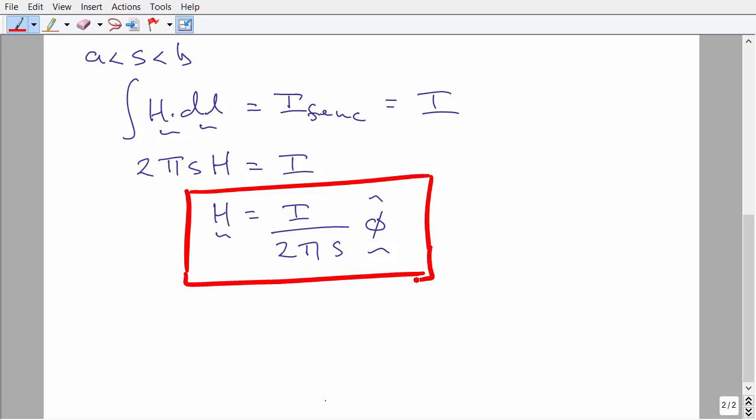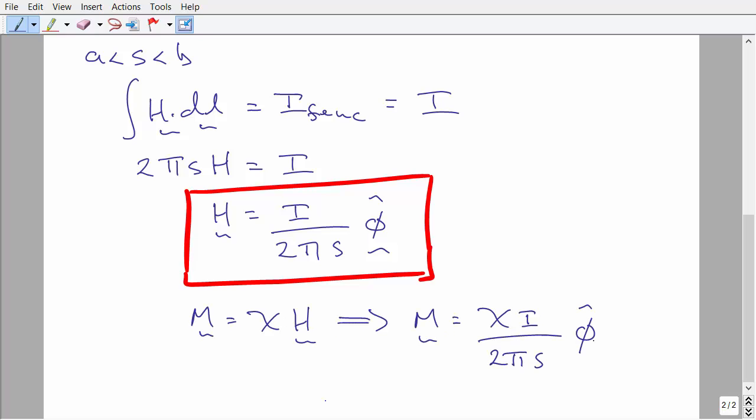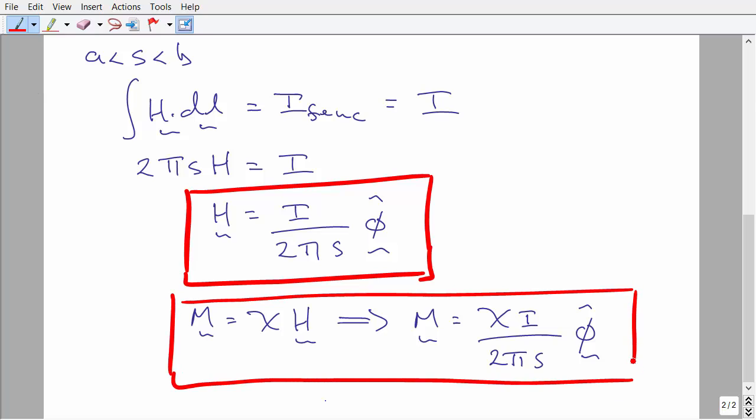Straight away we can extract the value for M, because we know that M is given by chi H. There is M in the region a less than s less than b, and all we need now for this region is to calculate B.